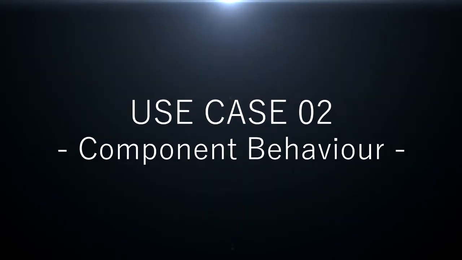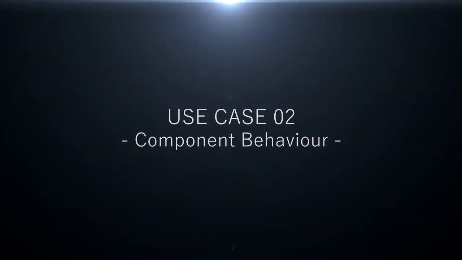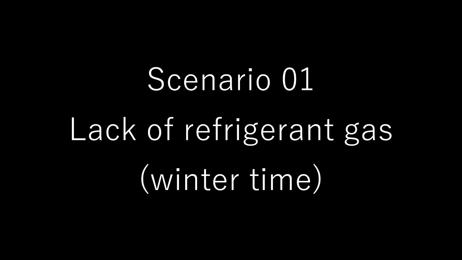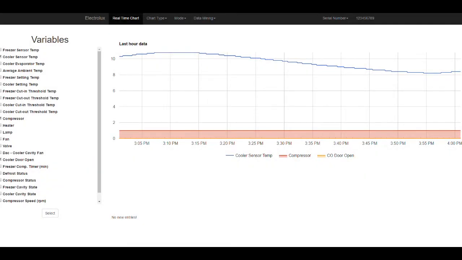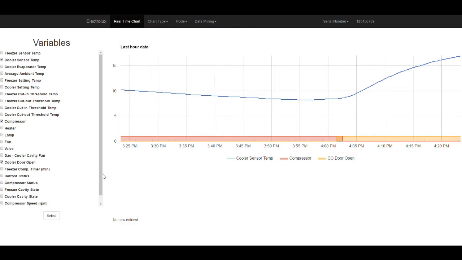The second use case for this business case was the analysis of the component behavior. This was achieved using multiple scenarios. One of them was the lack of refrigerant, where the aim was to monitor the fridge's temperature in order to understand how the fridge behaved when it couldn't refrigerate properly. Due to the optimal condition of the fridge, this was simulated by leaving the door wide open for some time.